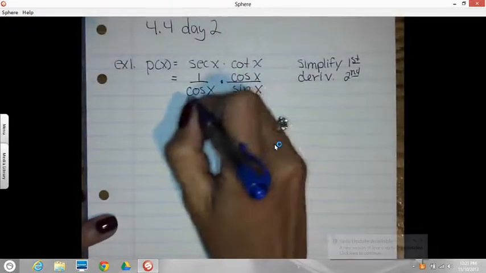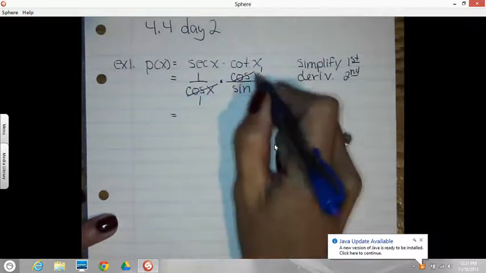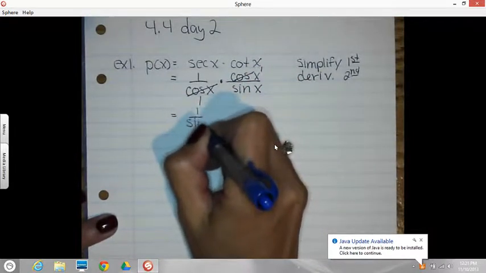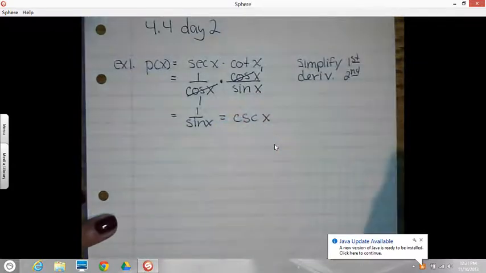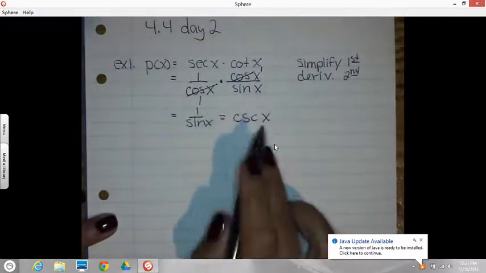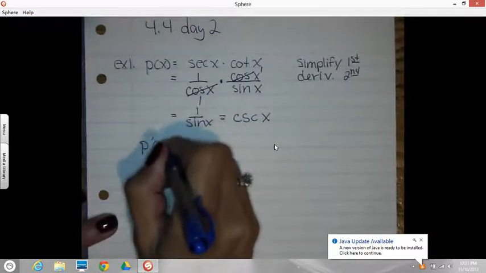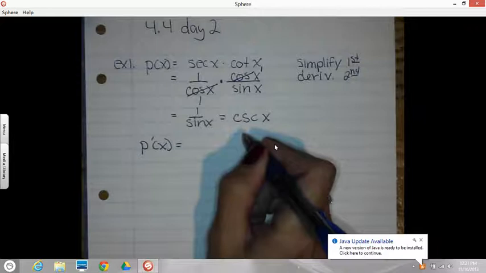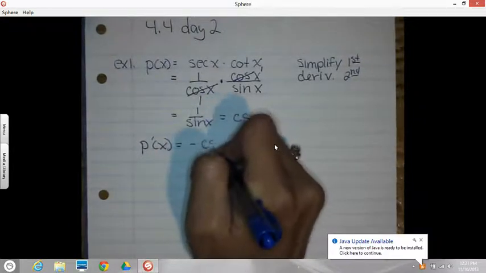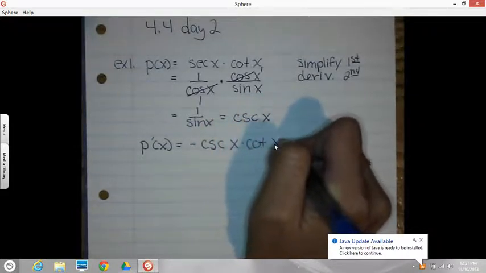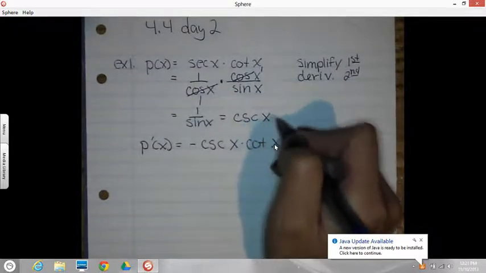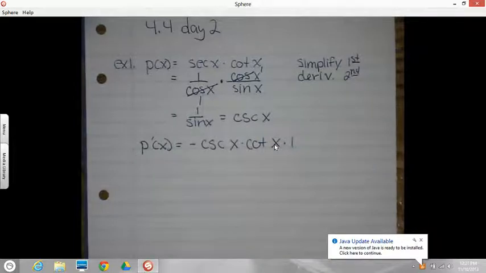And then what we can simplify are the cosines. So cosines are gone. What we have is 1 over sine, and 1 over sine does simplify back to cosecant. So all I'm really going to do is take the derivative of cosecant. The derivative of cosecant on my blue sheet is negative cosecant of the same angle times cotangent of the same angle times the derivative of the angle. The derivative of x is just a 1, not that I would normally even write that down.